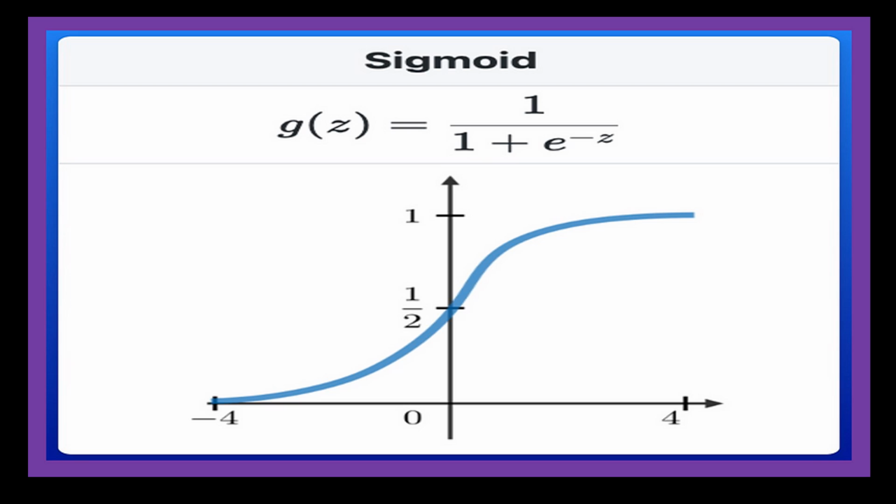Next comes the sigmoid activation function. Now this sigmoid activation function is a mathematical function that maps any real number to a value between 0 and 1. It is often used in neural networks as it helps to introduce non-linearity in the model, allowing it to model complex relations between the inputs and outputs.